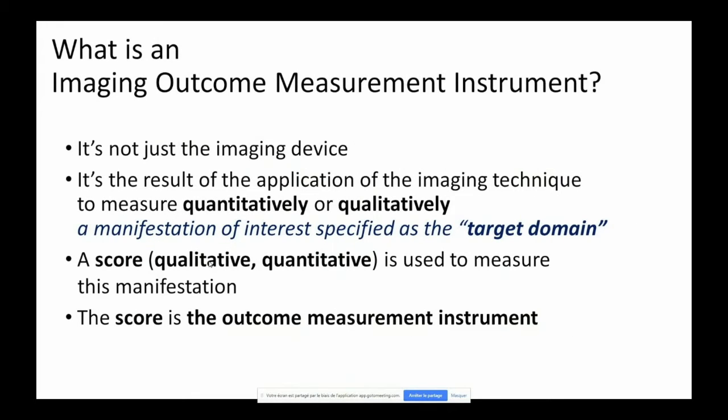Then we will try to explain what an imaging outcome measurement instrument is, because sometimes there is confusion between the device and the outcome measurement instrument. The imaging outcome measurement instrument is not only the imaging device, but it is the result of the application of the imaging technique to measure quantitatively or qualitatively a manifestation of interest that is specified here as the target domain, and a score, qualitative or quantitative, is used to measure this manifestation, and the score is the outcome measurement instrument.